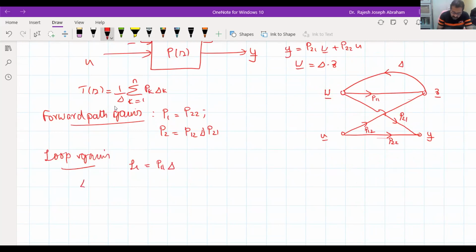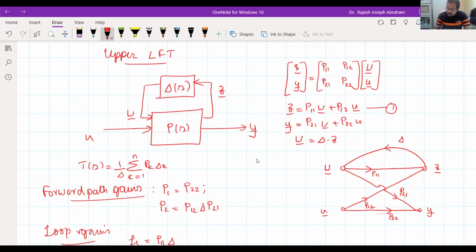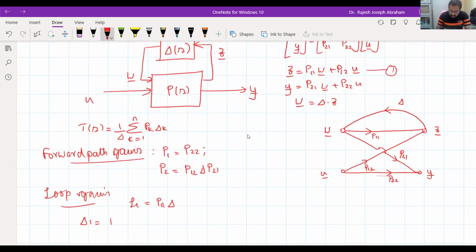Now, what is delta 1? Delta 1 means 1 minus the sum of all loop gains not touching the first path. P22 is the first path. Do we have any loops not touching the first path? Yes, this loop does not touch. So I can write 1 minus P11 delta. Any other possible forward paths? No. Now, what is delta 2? 1 minus the sum of all loop gains not touching the second path, which is P12 delta P21. There are common nodes; the loop has nodes in common with the second path. So it is just 1.